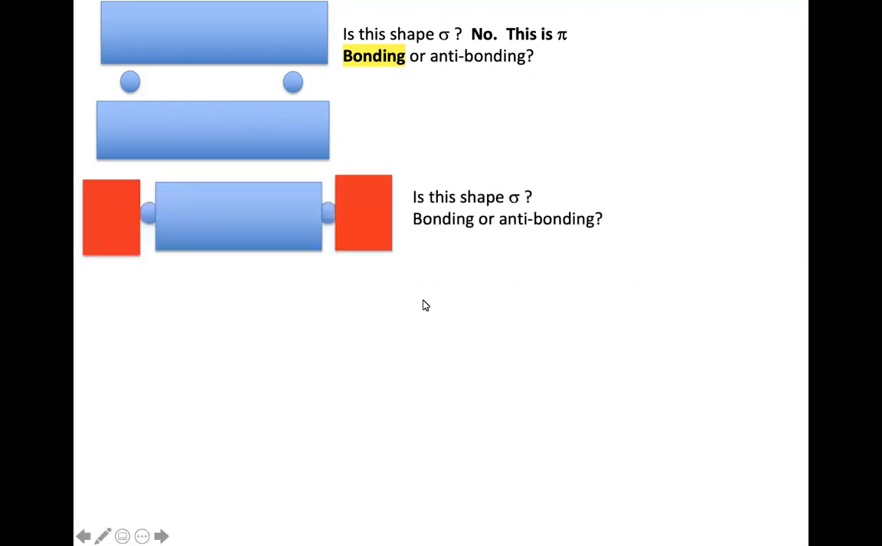Let's practice another one. How about this one? These are the two nuclei, okay? And I was just trying to make another shape of some kind. Would you call the resulting shape there sigma? And would you describe that as bonding or anti-bonding? I think I can send you the poll again. Same choices, okay? How about this one? Does this shape look like sigma? Yes or no? And would it be bonding or anti-bonding?